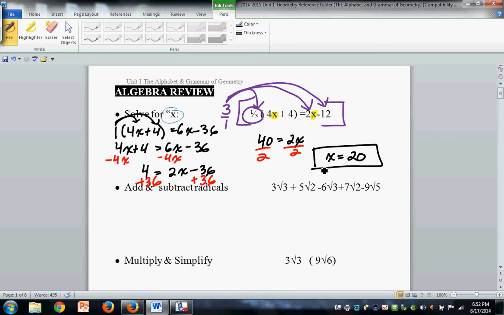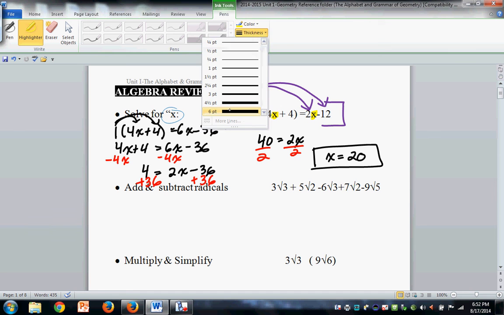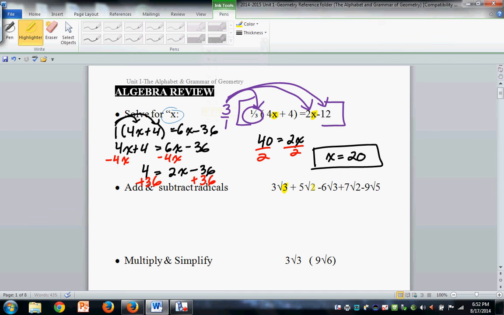Another thing we need to be able to do is add or subtract radicals. The first thing you want to do when you have radicals is see if any of them can be broken down, if there are any pairs. We take a look here and see if any of these can be broken down into pairs. This is 1 and 3, 1 and 2, 1 and 3, 1 and 2, and then 1 and 5. You see those are all prime, so we can't break them down or simplify.